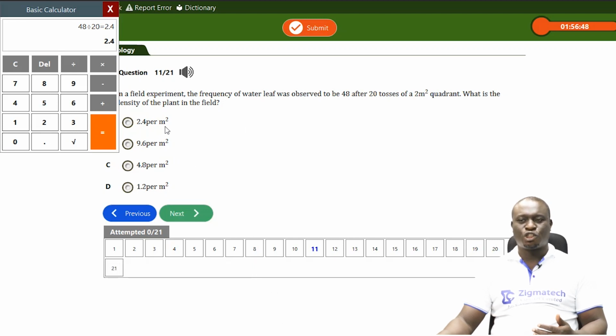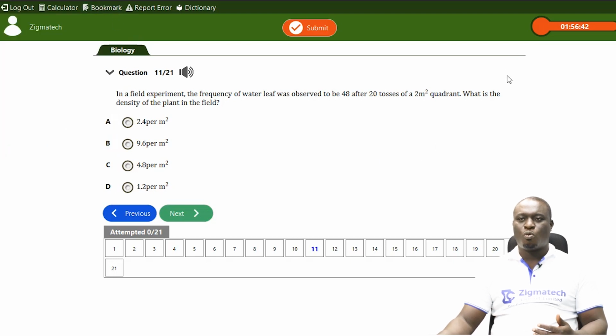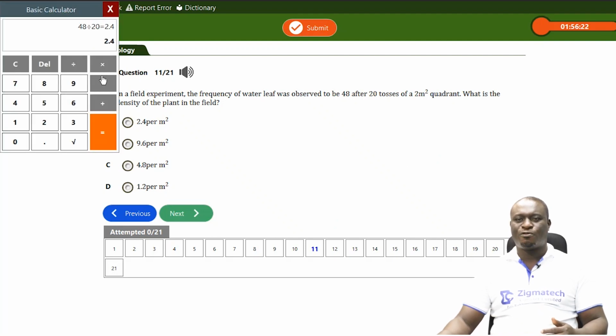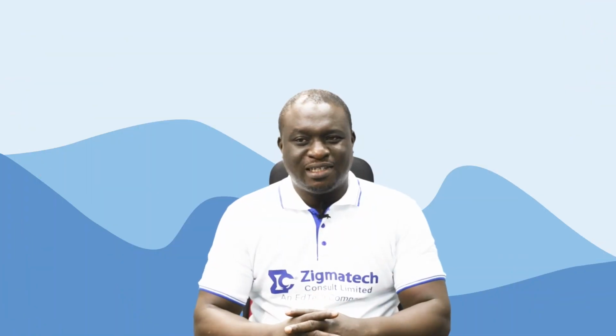Now, 2.4 is not your answer because what they said is for us to look for the population density. And population density is simply the average number of organisms that occur divided by the area of the quadrat. And the average number of organisms we have just discovered is 2.4. Then the area of the quadrat. So what I'm going to do next is saying 2.4 divided by 2. And 2.4 divided by 2, my correct answer is D, which is 1.2 per meter square.